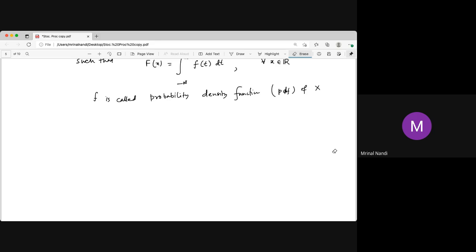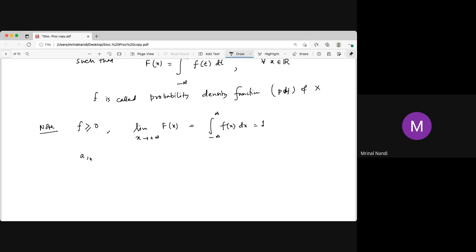So what is the idea behind this? By the way, what are the different properties of this? We know that f is greater than or equal to 0 for all x, and the integration from minus infinity to infinity of f(x) dx is 1. So this is a property of this density function: the total integration must be 1.